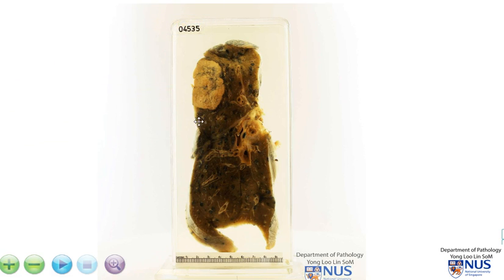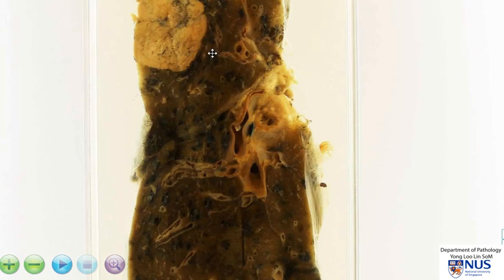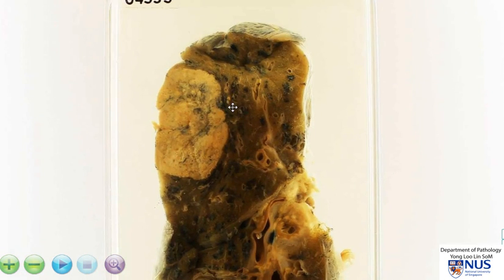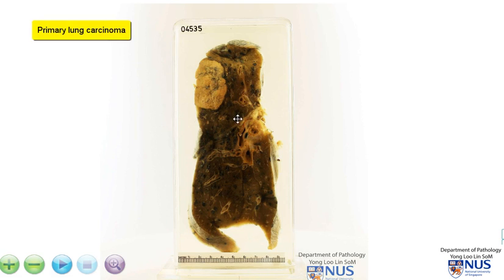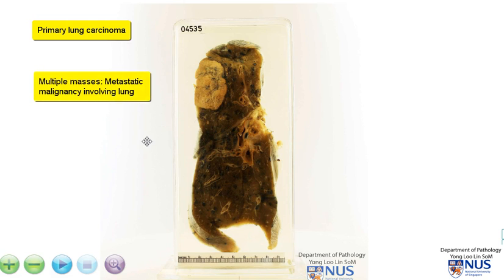So in summary, we have a tumor mass that is irregular. It is located at the periphery of the lung. It abuts the visceral pleura, and it is fairly sharply demarcated, but in a few areas, the interface with the lung parenchyma is somewhat more ill-defined. And the main differential diagnosis here is primary lung carcinoma. If I were to see multiple masses in the lung, I would be more concerned about metastatic malignancy going to the lung.